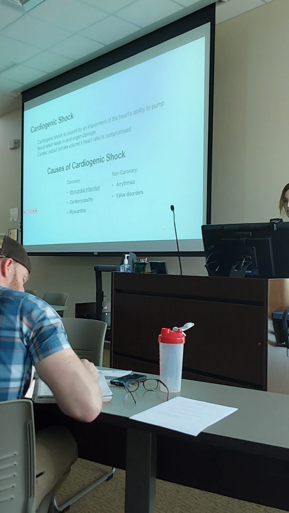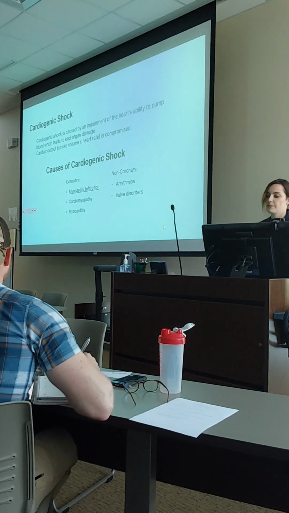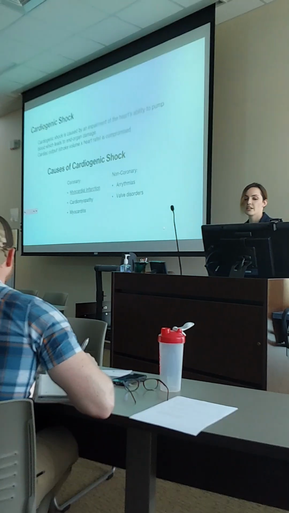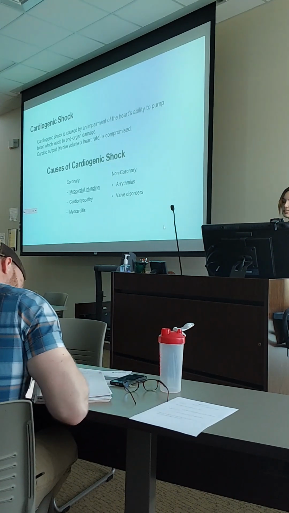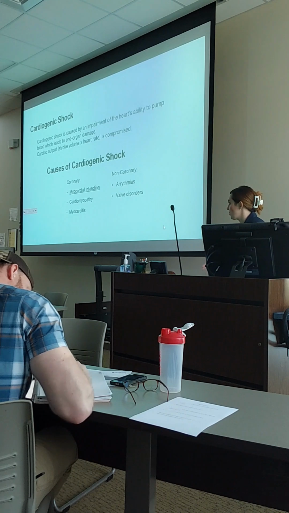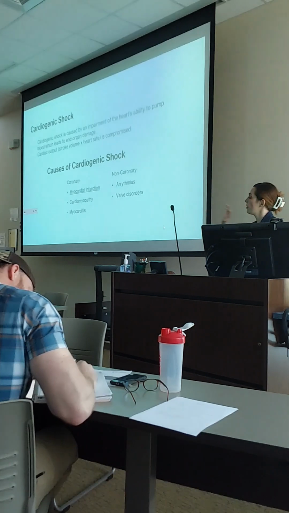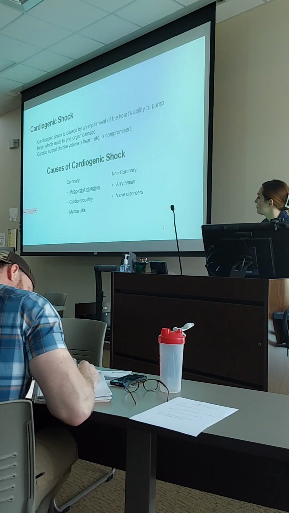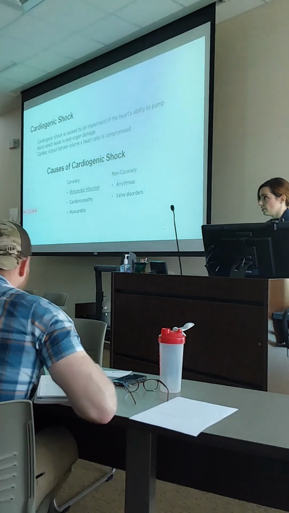All right, so cardiogenic shock. This is where you have an impairment of your pump, your heart, and it's leading to end organ damage. This is because you have a decrease in your cardiac output. Remember that your cardiac output is your stroke volume times your heart rate. These are some of the causes of cardiogenic shock. I want you to note that myocardial infarctions are the most common cause of cardiogenic shock.